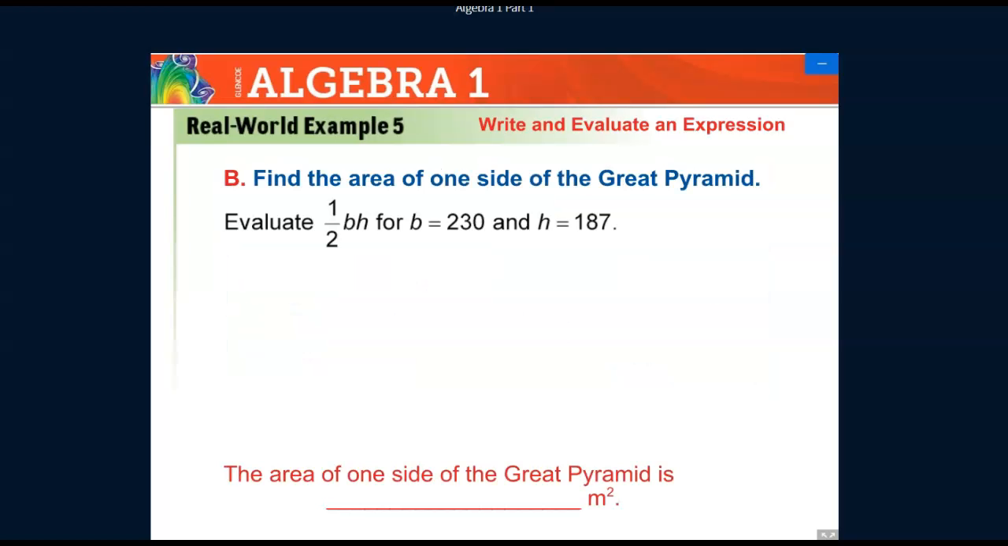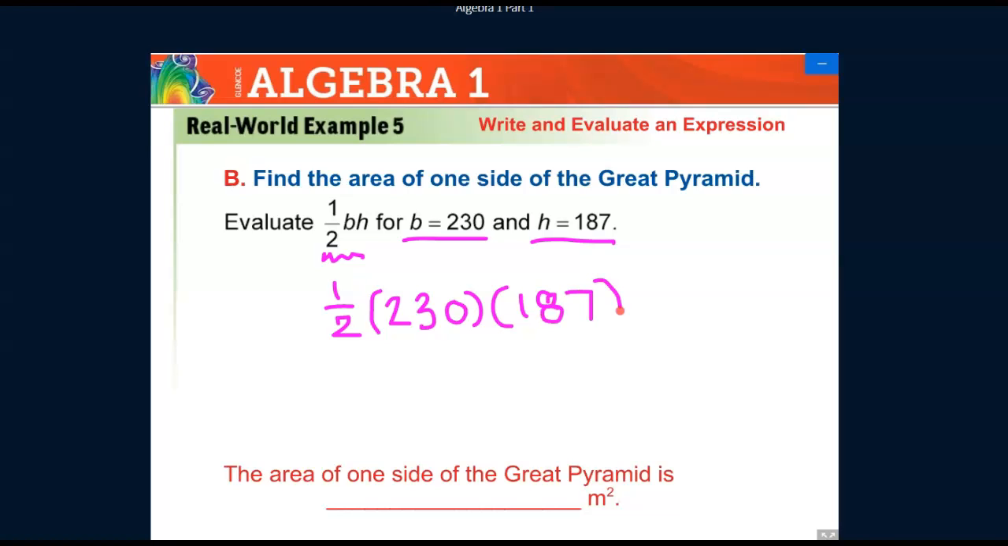Okay, now let's evaluate that. It says find the area for one side. Well, the base we drew and said was 230. The height we said was 187. So we're plugging back into the formula we created for area of a triangle. So you have 1/2 times 230 times 187. I need a calculator too, guys.